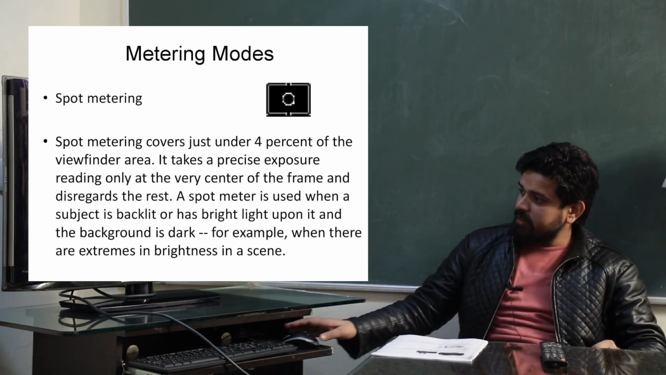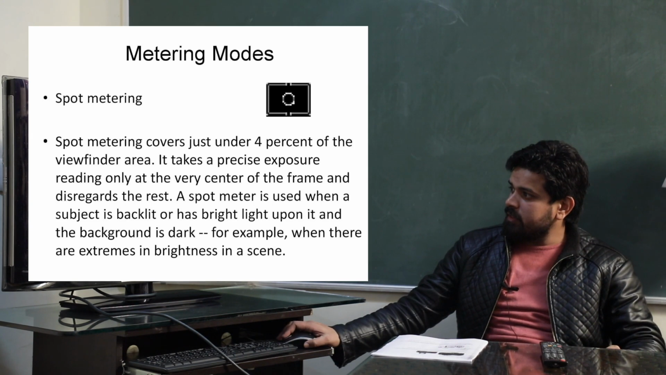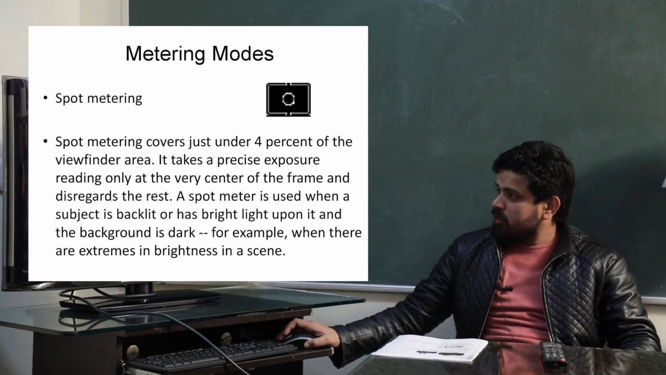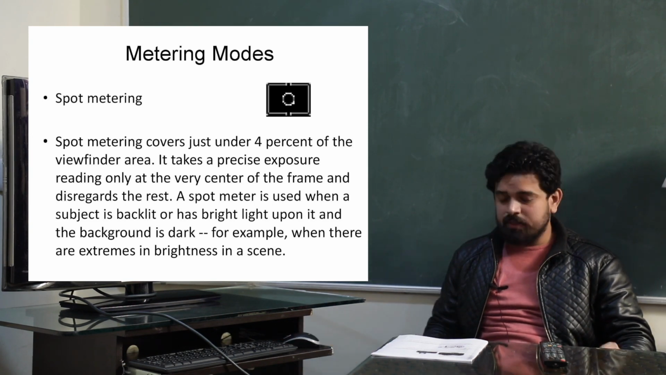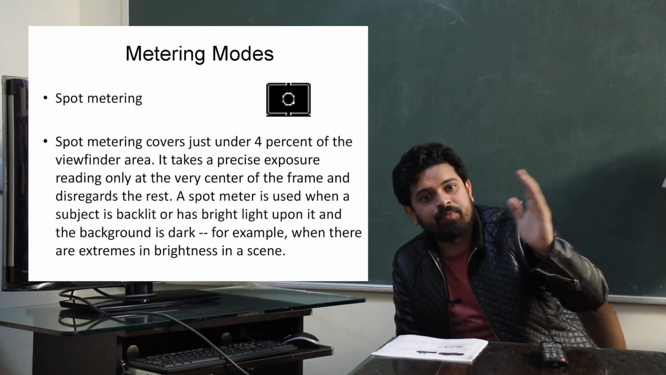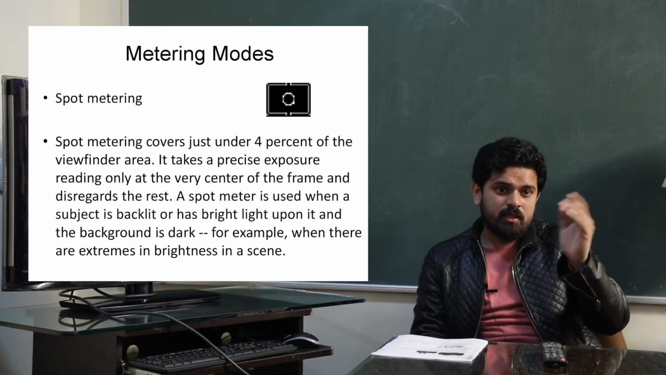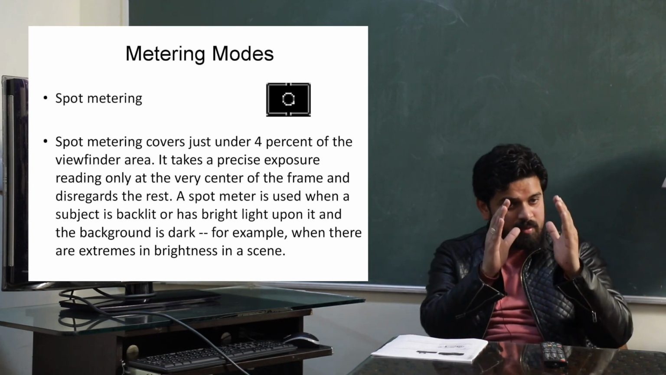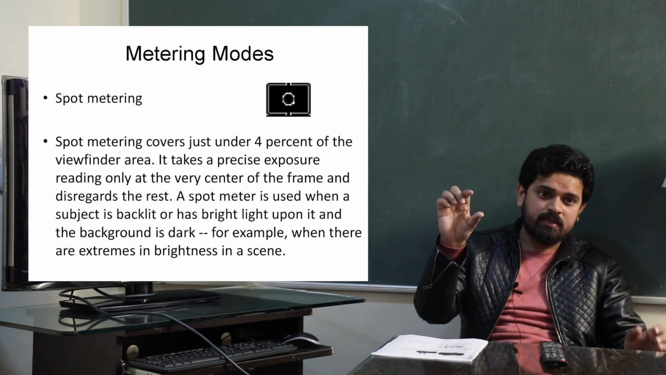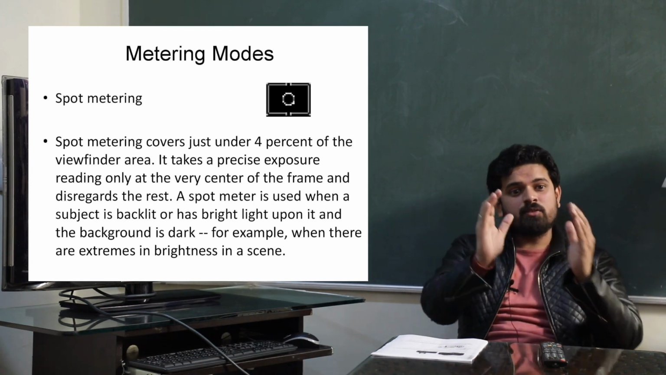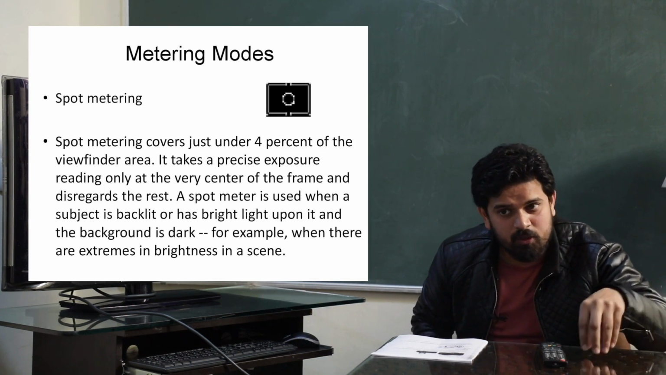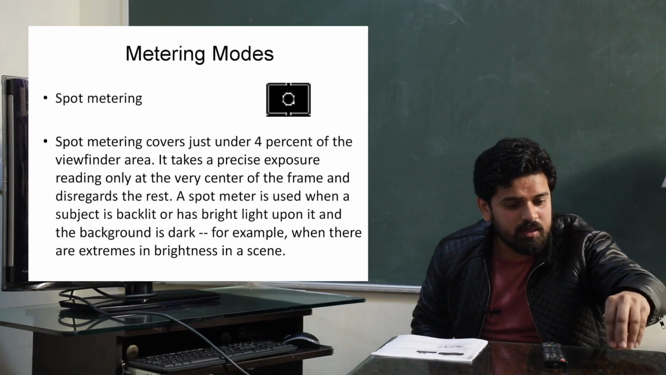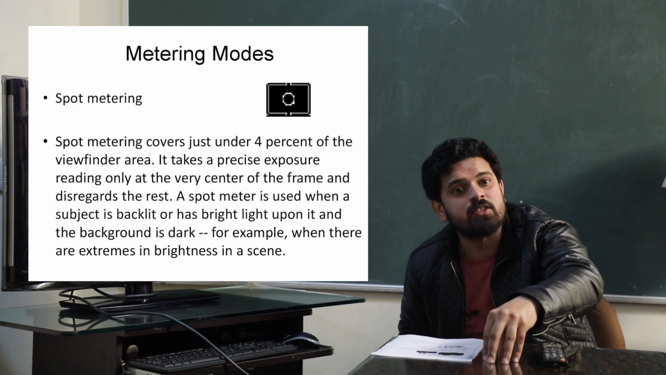One more metering mode is there: matrix, evaluative, center weighted, and one more, spot, is the name. In some cameras there is that metering mode where you can change the place. Like center weighted will be fixed, but in some cameras you can change that. You can shift it to the center, left or right, whatever you want. Like spot metering, you can change it from here to there. I want this spot, I want this spot, I want this spot.